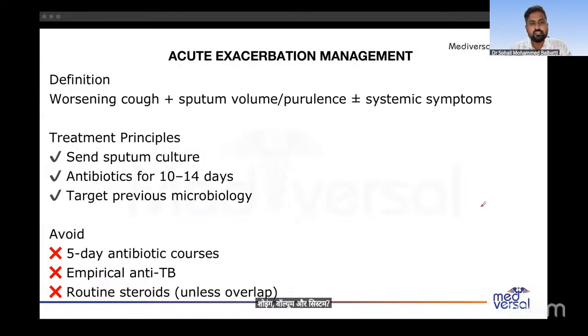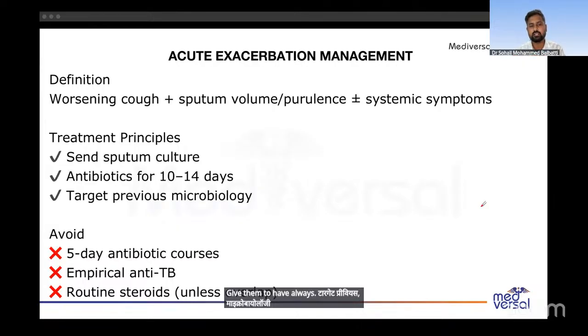So the treatment principle here is, yes, before you start the antibiotics, send the sputum culture. For acute exacerbation of bronchiectasis, the antibiotic duration is around 10 to 14 days. Don't just stop at 5 to 7 days. Give them for 10 to 14 days. They tend to have a chronic colonization, and always target the previous microbiology. If it is Pseudomonas, always give for a longer duration of time.